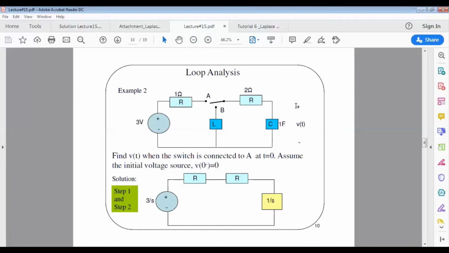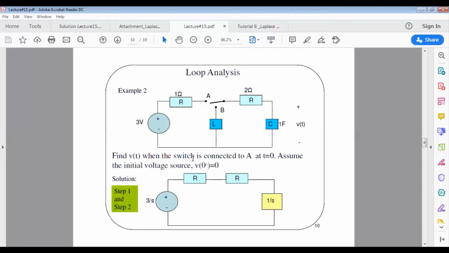So what is v(t)? v(t) is the voltage across the capacitor. So find v(t) when the switch is connected to A at t equals 0. Initially the switch is at B when t is less than 0. Promptly when t equals 0 and above, the switch is connected to point A. Our assumption in this question is that the initial voltage V0 negative is 0. The initial voltage here is the initial voltage for the capacitor.